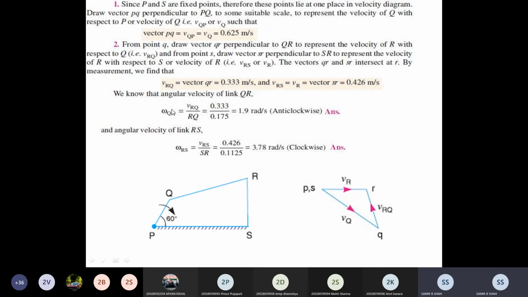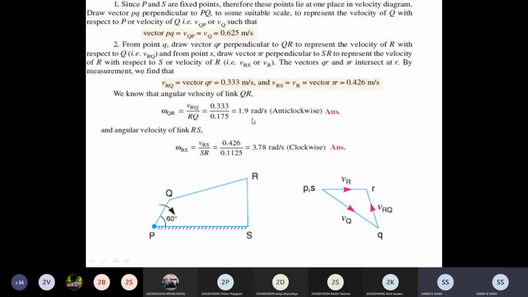As we discussed, velocity V is equal to R into omega. So omega is equal to velocity divided by R. So whichever link's angular velocity we have to find, that link's R is there, meaning the link length is there. We know that QR is equal to 0.175, and we already found the velocity of QR, which is 0.333. So we get the answer in radian per second, 1.9 radian per second.